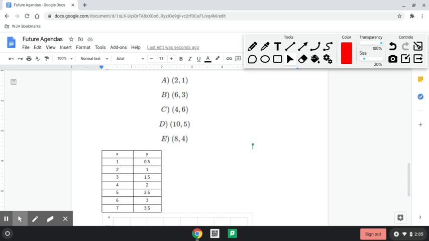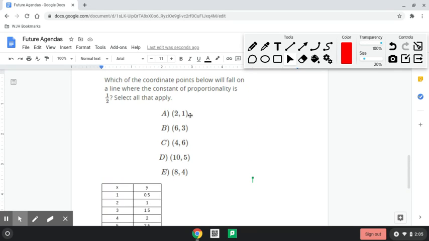So basically, we need to find all of these where y is 1/2 of x. And in these ones we've already circled, 2 and 1, that works. If x is 6 and y is 3, that works. If x is 4, would that make y 6? Not so much, so we're not going to circle C. Half of 10 is 5. Half of 8 is 4. So A, B, D, E for the final answer.